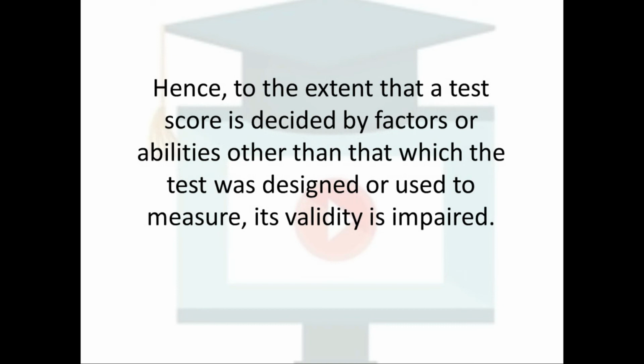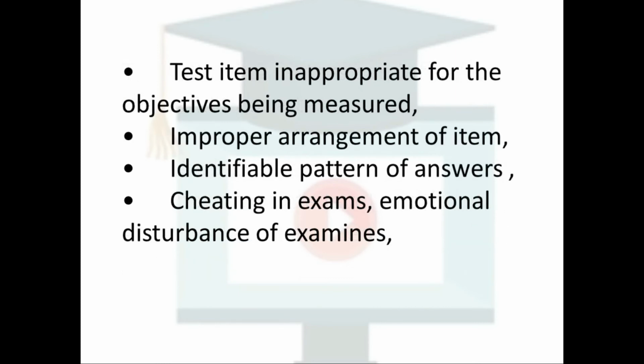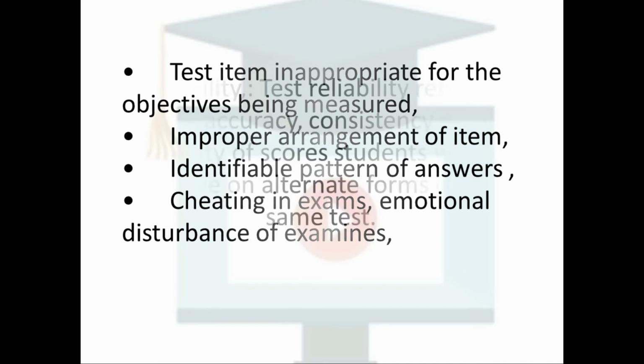Hence, to the extent that a test score is decided by factors or abilities other than that which the test was designed or used to measure, its validity is impaired. The following factors can influence the validity of a test: unclear direction, inappropriate level of difficulty, poorly constructed items, clues to items, test items inappropriate for the objectives being measured, improper arrangement of items, identifiable pattern of answers, cheating in exams, emotional disturbance of examiners.